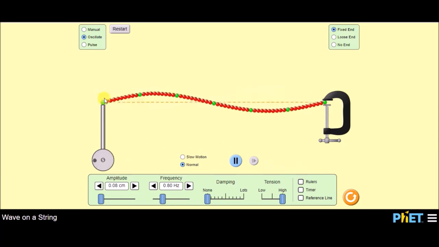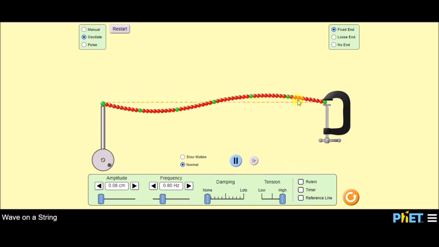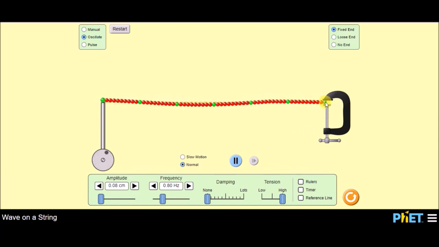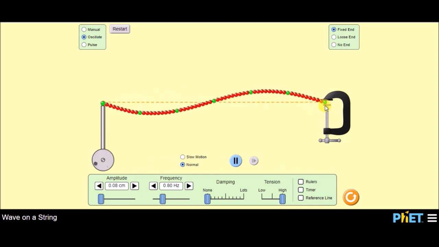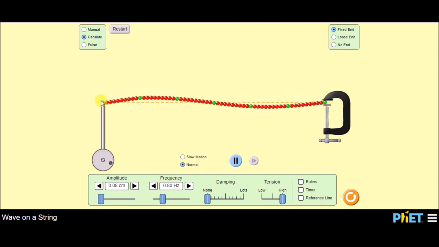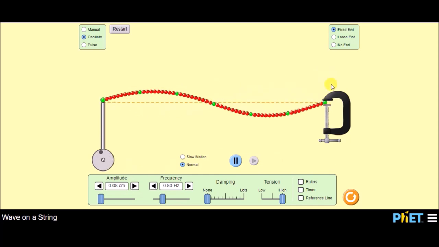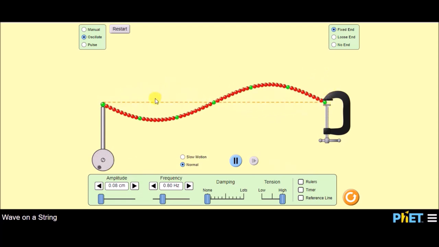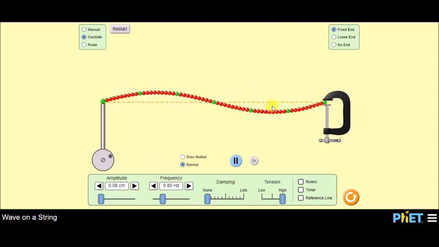Now for this case, this length of the string is the wavelength. So here it is lambda by 2, and the separation between the nodes is lambda by 2. There are three nodes here, one here, and one here. And there is an antinode here, and also there is an antinode here.